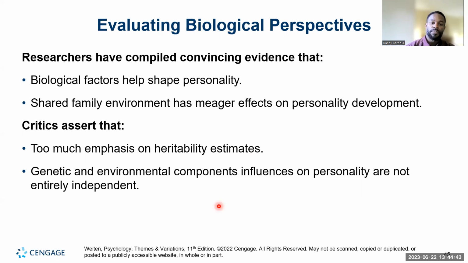We're looking at the nature piece, which is, again, hitting on the biological factors of genetics and heritability for personality. But then the critics assert that there's too much emphasis on heritability estimates. Because we do posit that again, environment and genetics play a big role. So it's nature and nurture, not nature or nurture. It's both, and they both influence the personality development for human beings. And again, they're not entirely independent from one another.